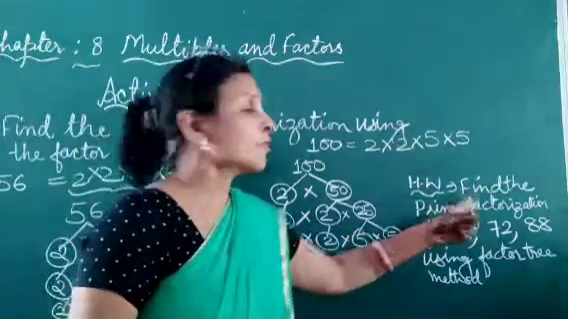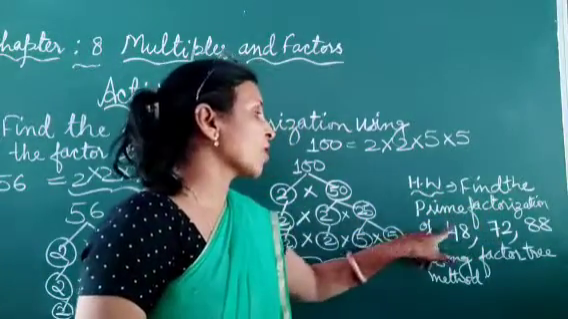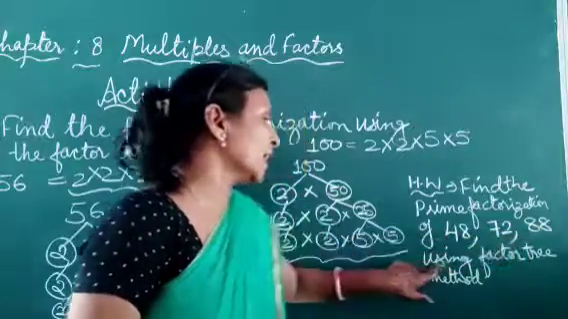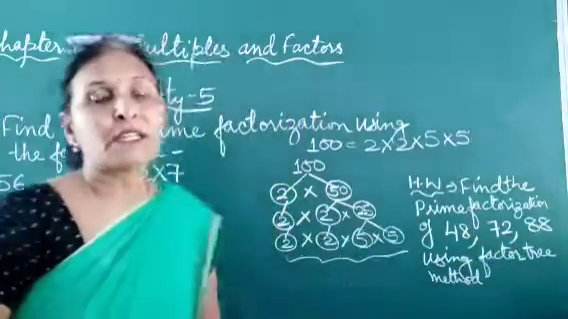This is your homework. Find the prime factorization of 48, 72, 88 using the factor tree method.